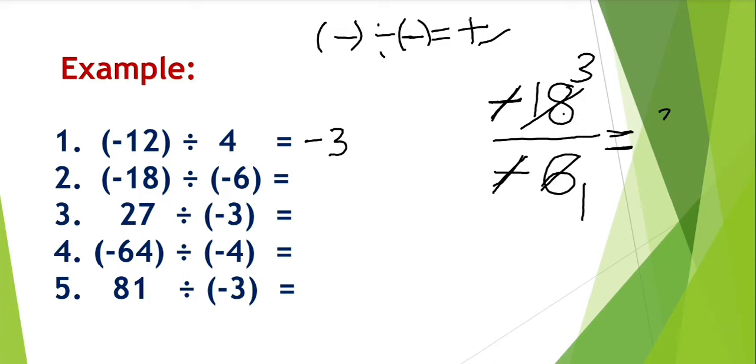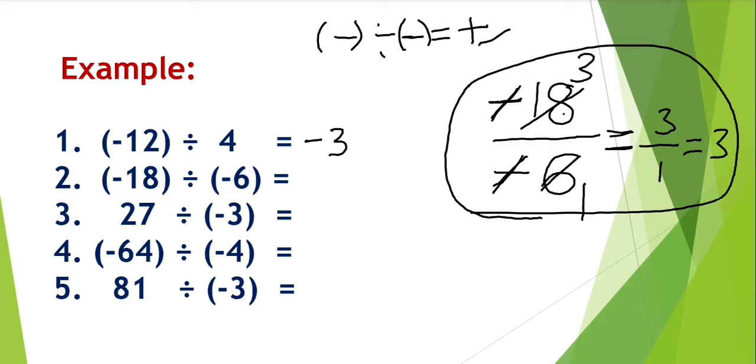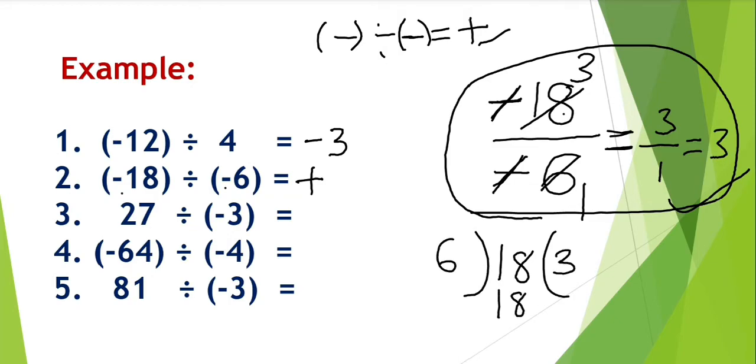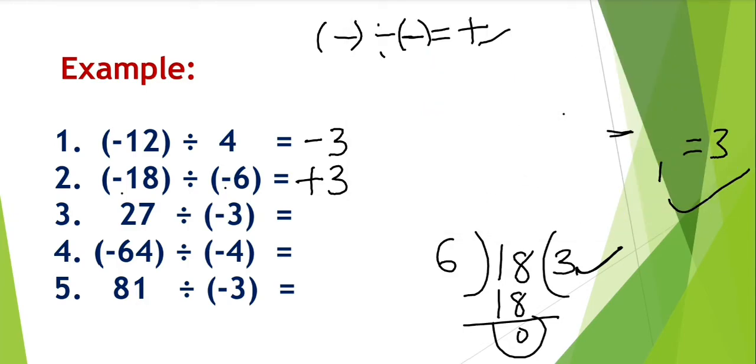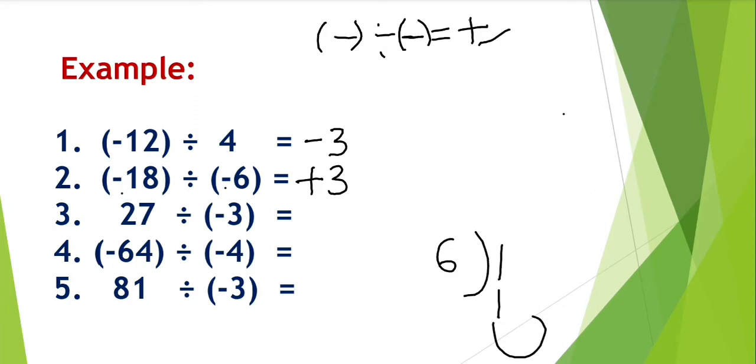So the answer becomes 3 by 1. 3 by 1 is nothing but 3. If you know this, if you practice like this, it will be easy. Or you can do it like this also. We are dividing minus with minus, so the result is plus. And you have to divide 18 with the 6 table. 6 threes are 18. So the quotient is 3, so we have to write plus 3 here. Like this we can do the divisions.